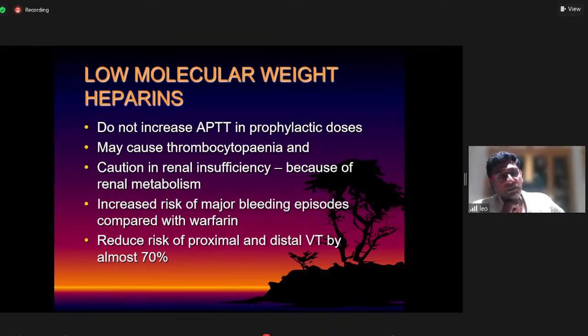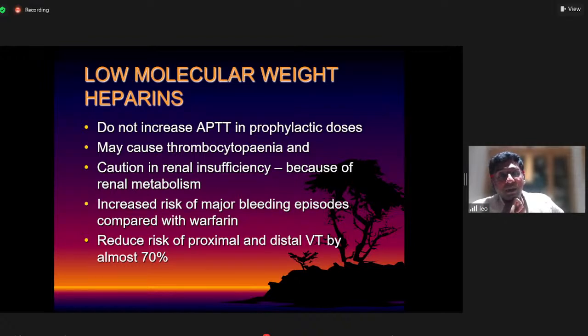However, there have been certain suggestions that in the presence of renal insufficiency, one may have to be a little bit cautious when giving low molecular weight heparin. However, the nephrologists in recent times suggest that there's nothing much to do with it. If you want to give, go ahead and give. Now, there have been suggestions of a slightly increased risk of major bleeding episodes compared with warfarin, but the chances of proximal and deep vein thrombosis are all reduced apparently by about 70%.